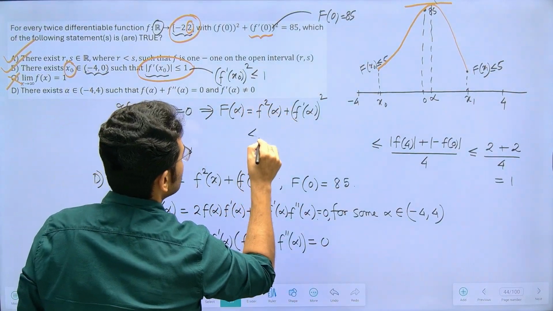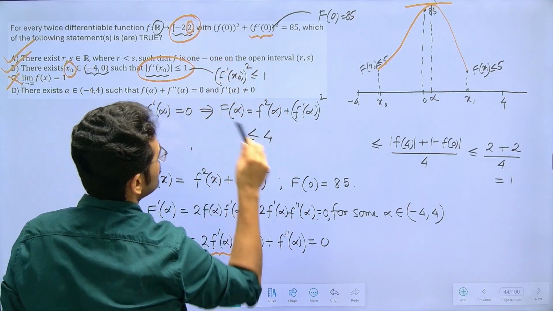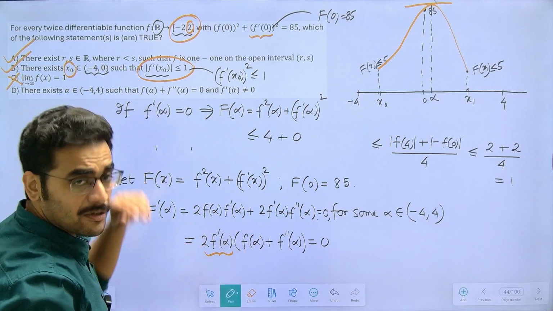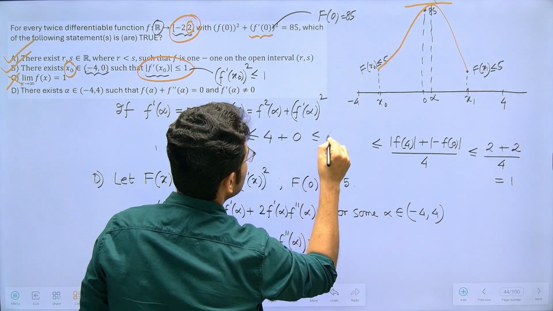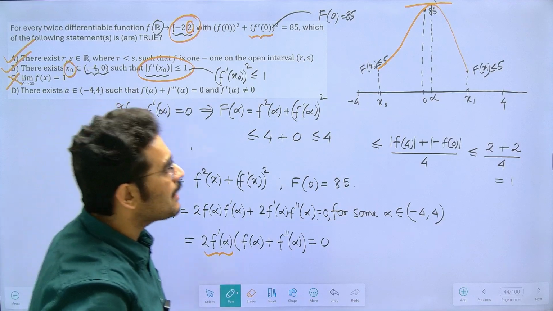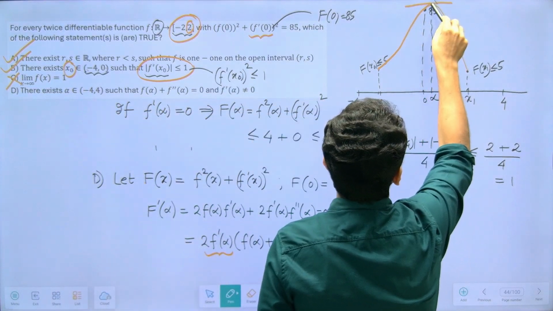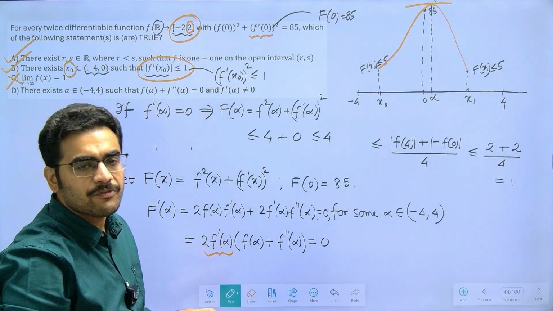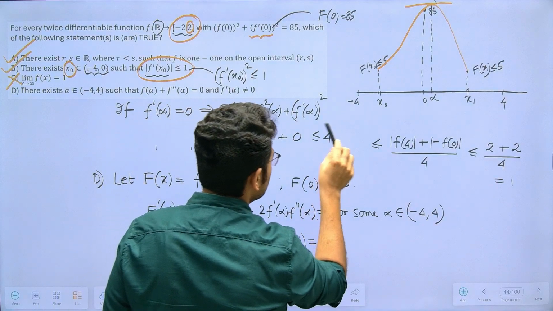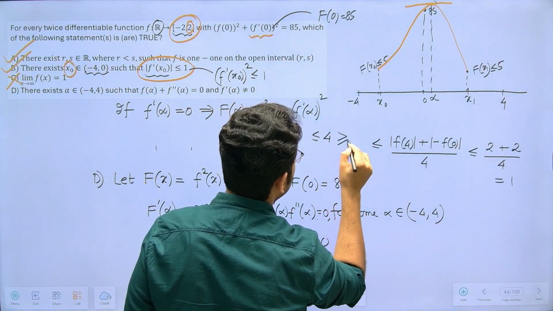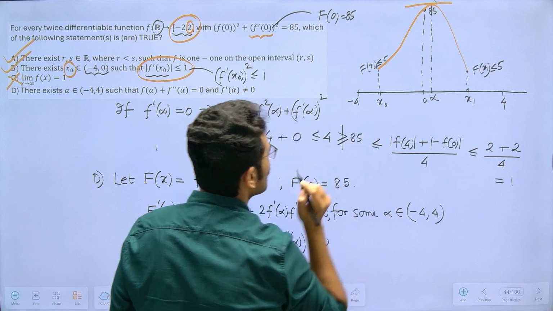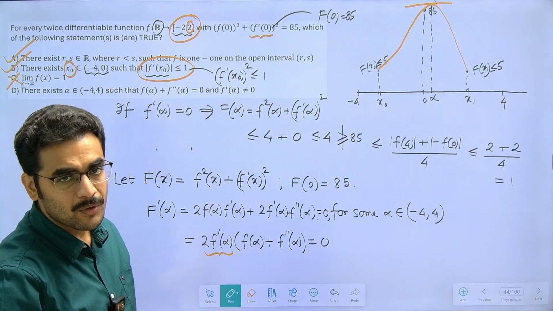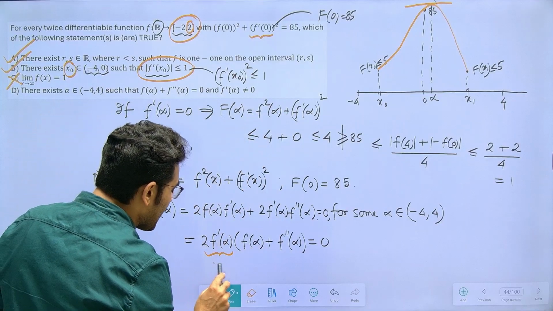Now f square alpha is less than or equal to 4 as per the definition, and f dash alpha is 0 as per our assumption. So this value is less than or equal to 4. But as per our assumption, this value is the maxima. So this value should be either 85 or more than 85 because it is a local maximum. But something which is less than or equal to 4 cannot be greater than or equal to 85. That means that this factor cannot be 0.